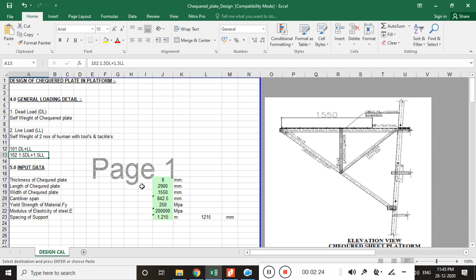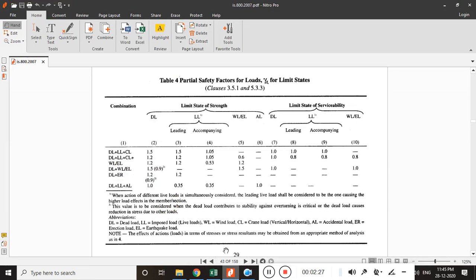and in this combination a 1.5 factor has been considered. This factor has been considered as per IS 800. This is the reference of IS 800, the Indian standard, in which we look at the limit state of serviceability. In that condition, for the dead load and live load combination, the first one can easily reflect the dead load and live load combination in which there is a crane load, but we don't have any crane load, so we will consider this only.